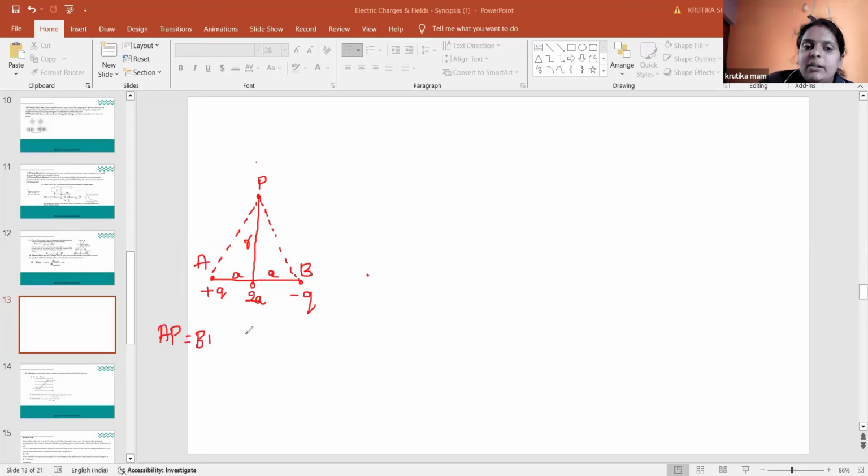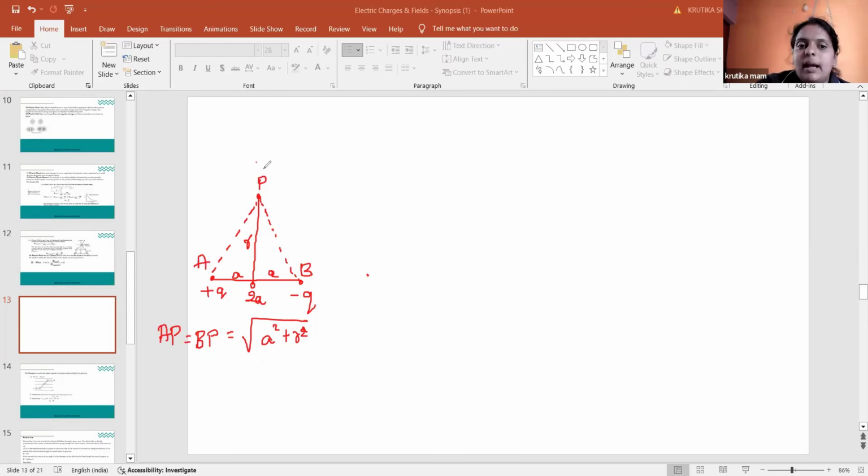We calculate by using the Pythagoras theorem. So by using the Pythagoras theorem we can write it as what? Under root of A square plus R square. It is under root of A square plus R square. Suppose if you want AP square, BP square, the root comes, so it becomes A square plus R square. Okay. So this is the value of AP and BP. Till here we have completed.